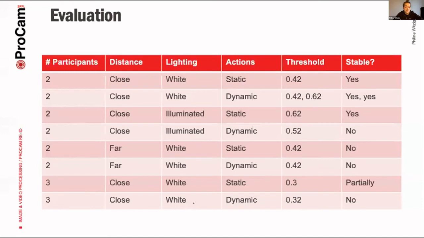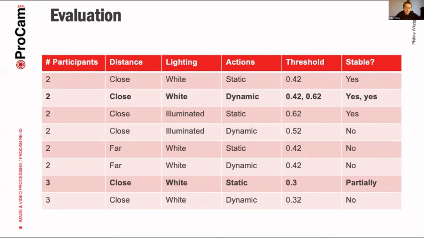Varying lighting conditions, so either as plain a background as possible, so a white wall, or illuminated, where people would move in front of a window. Then different actions, so being either static or dynamic. Static meaning literally not moving, well, that was intended, or dynamic, moving around, maybe also crossing each other. And then for these combinations, I determined thresholds, the theta value which I mentioned before, and I would go and check if the outputs would be stable or not.